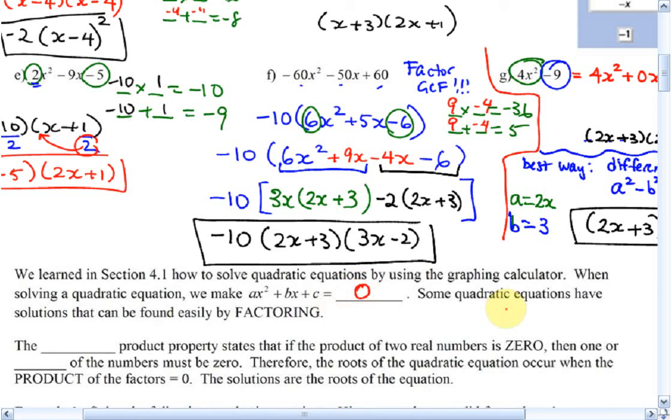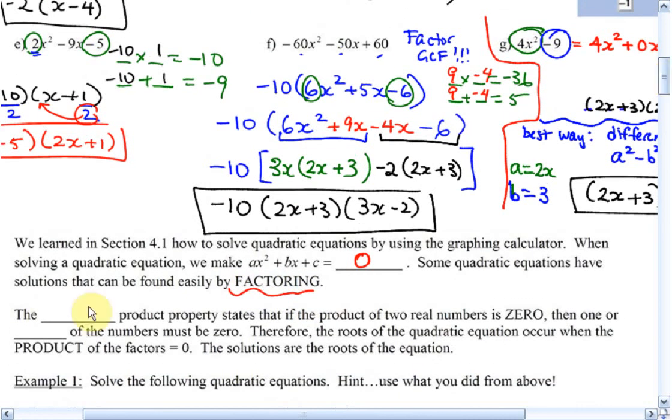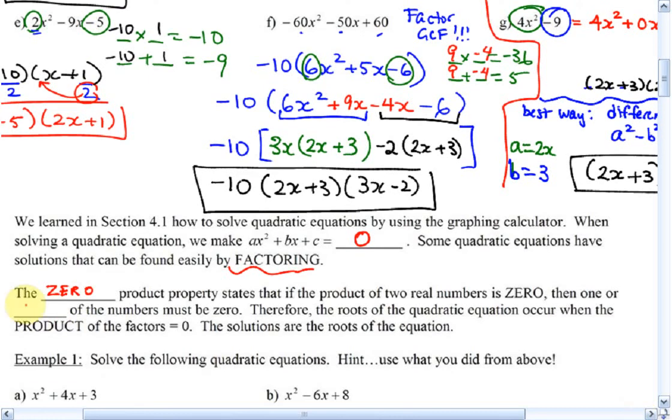Some quadratics you can actually solve, or find the solutions, very easily by using a method called factoring. And what we're going to use is something called the zero product property. That zero product property states that if the product of two real numbers is 0, then one or both must be equal to 0.